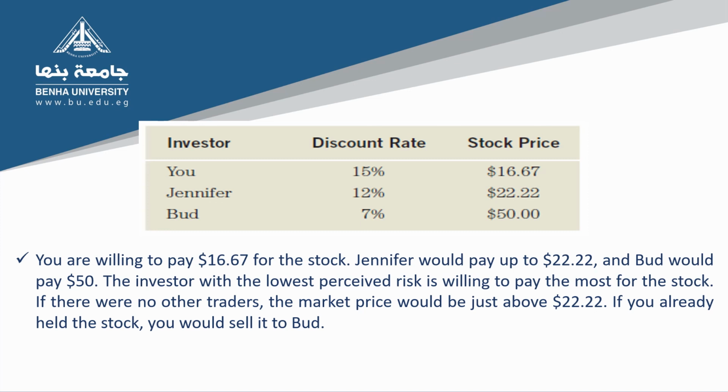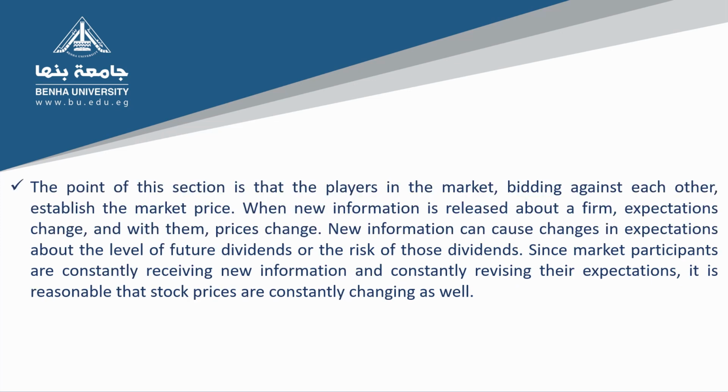If there were no other traders, the market price would be just above $22.22. Now, if you already held the stock, you would sell it to Bud. The point of this section is that the players in the market bidding against each other establish the market price.